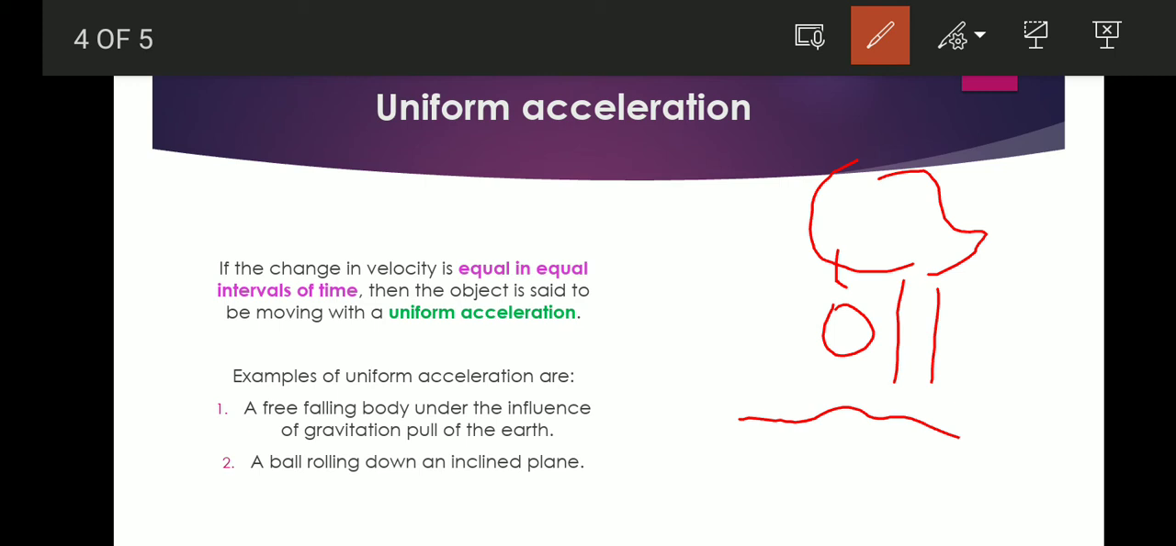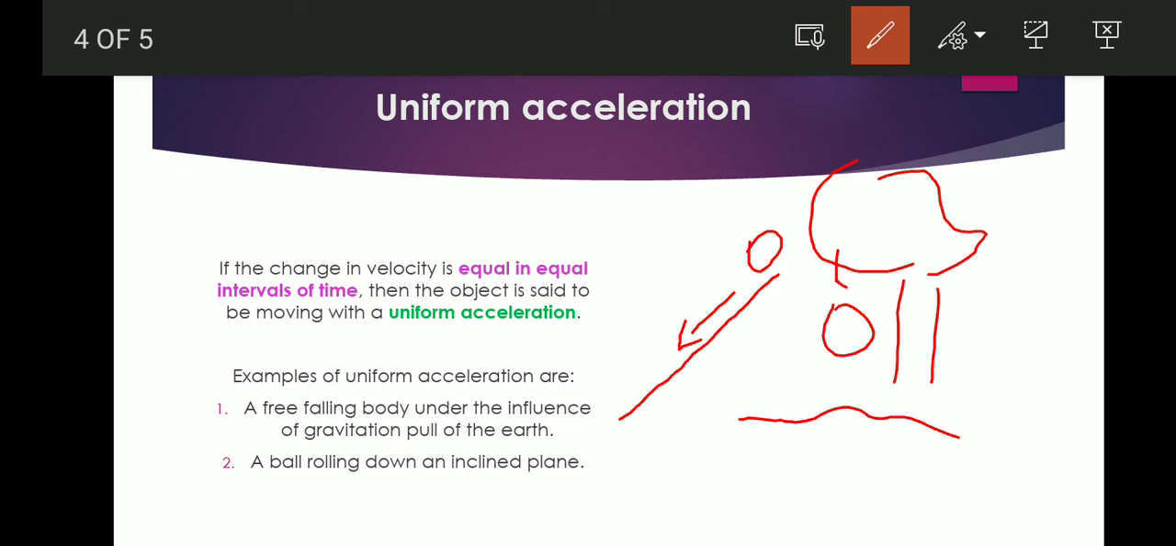Another example, a ball rolling down an inclined plane. Yes, here we have an inclined plane. Suppose you are rolling down a ball, then it is rolling down with a constant velocity, so we can say this is also uniform acceleration. Another example, there are so many examples of uniform acceleration.